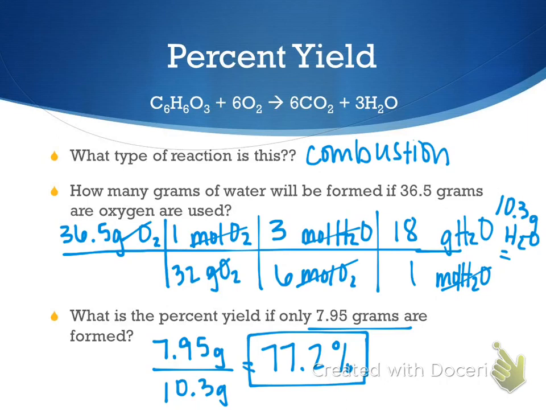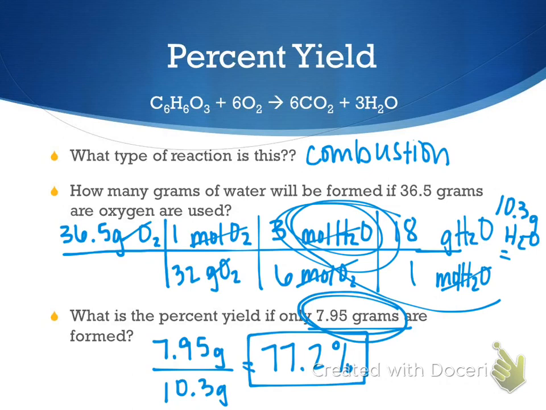Any questions here? If this was given in moles, we would need to have stopped in moles here on our T-chart. When we do percent yield, these units have to match. You can compare them mole to mole, or gram to gram, but you've got to match. So if it said 7.95 grams and we tried to put moles on the bottom, that would not work for our percent yield. Okay.